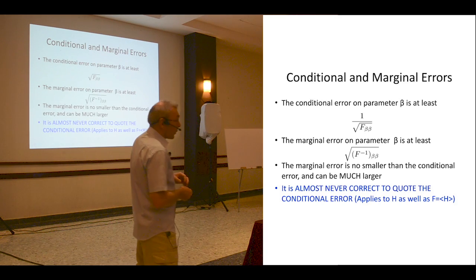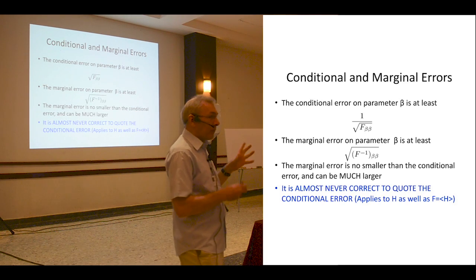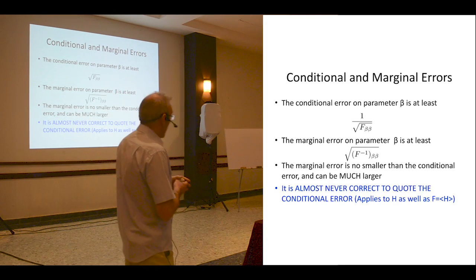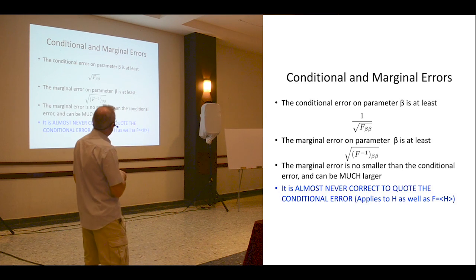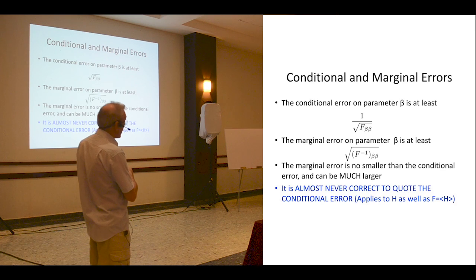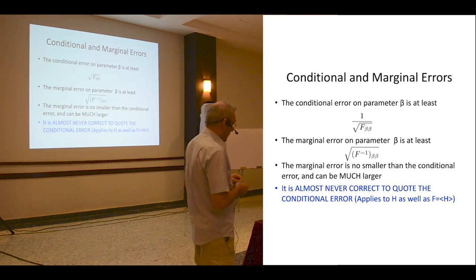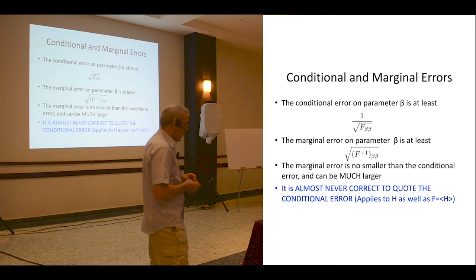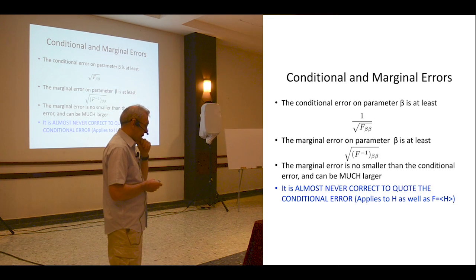Okay, so let's just explore what you get out of this. You get a matrix out of this, F alpha beta. The conditional error, I make the same mistake again, the conditional error should be 1 over the square root of the beta component of F. And that conditional error, as I say, is rarely useful. It is occasional, it is rarely a relevant one.